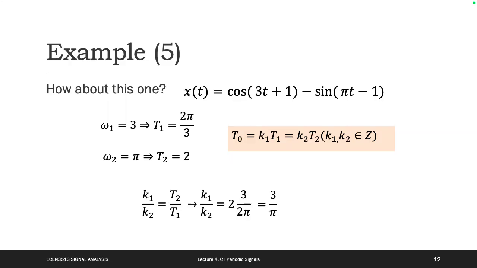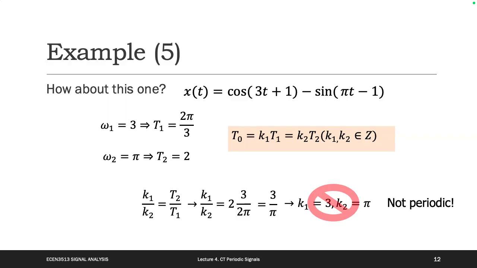Actually this one is a tricky one, because we said K1, K2 should be positive integers, am I right? But here there is a pi. So K2 will never be a positive integer. So for this situation, this one has no answer. The truth is, this signal is a non-periodic signal. That makes sense to you? Because you cannot find a fundamental period for this signal. Does this make sense to you?